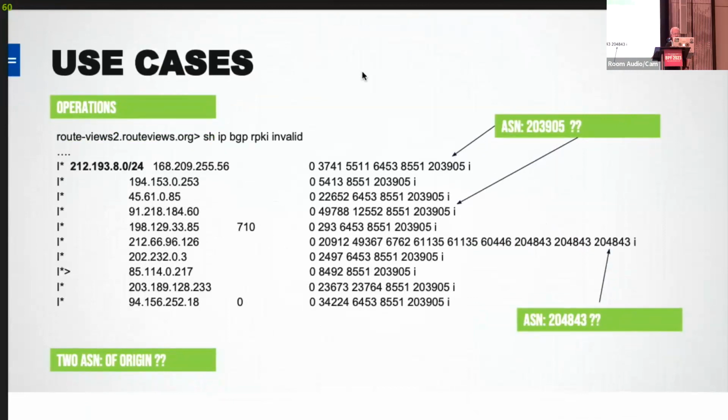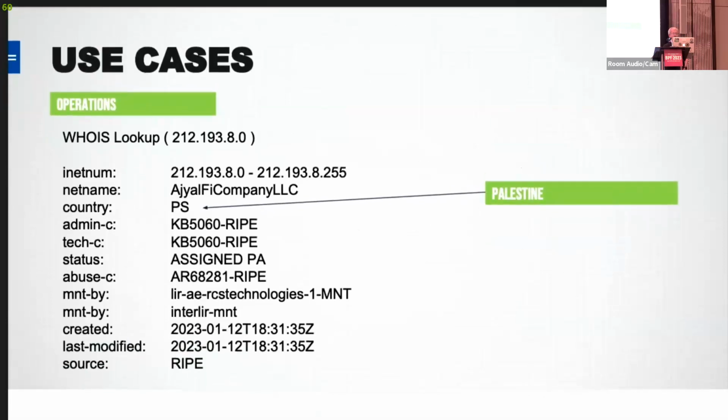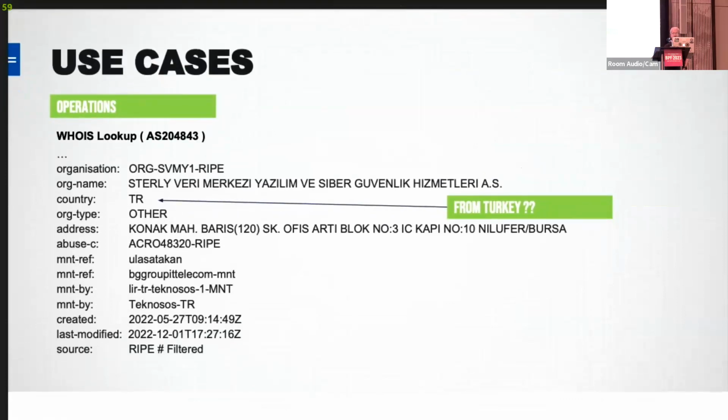So this was something interesting. I just did an RPKI invalid, and I started going through the files trying to see which invalid feeds we're getting, and I found something awfully interesting. What we see is a prefix, 212.193.8.0/24, being originated from 2 different ASs. Now that in itself is a little odd. All of them are failing RPKI. They're all invalid. So I dug a little deeper, and the owner of the prefix is in Palestine. The owner of that anomalous AS is actually in Turkey.